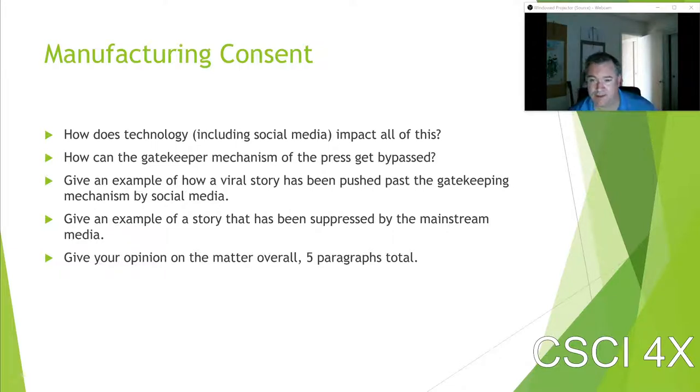And that's what we've seen. In fact, some news organizations just have people that watch social media and just talk about what people are talking about on social media.